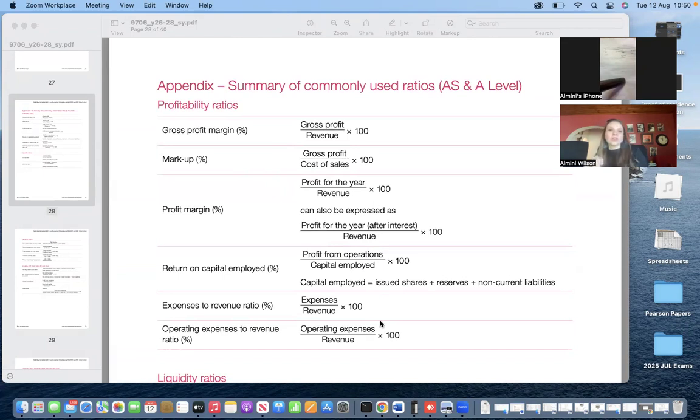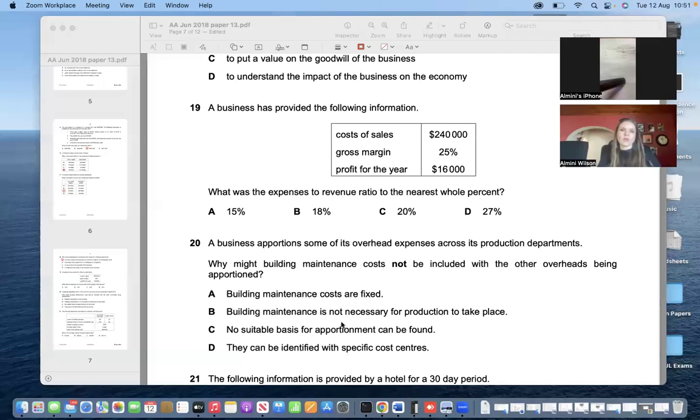So unfortunately, we're not given revenue. So for expenses to revenue, we can make revenue X if we had our expenses. So let's just see exactly what we have. It looks like we don't have expenses, but we have ways to work this out. Remember, the gross margin can help you to get the revenue. It can help you to get gross profit. So let's quickly work back from this gross margin.